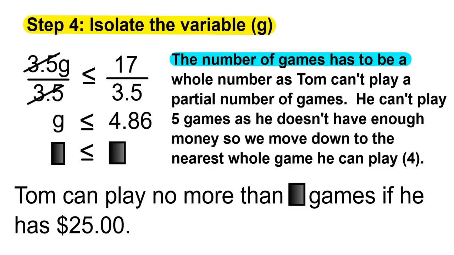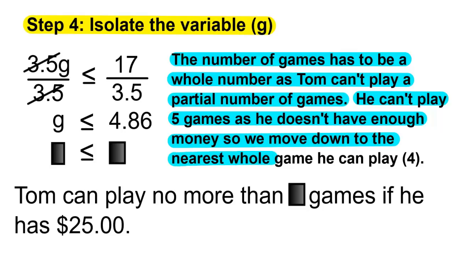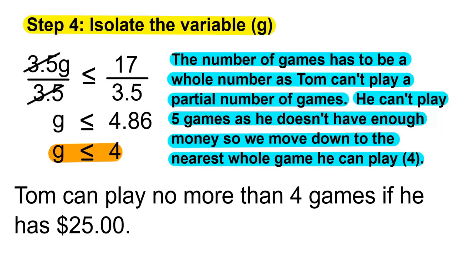The number of games has to be a whole number, as Tom can't play a partial number of games. He can't play 5 games as he doesn't have enough money, so we move down to the nearest whole game he can play, and that's going to be 4 games. So G is less than or equal to 4. Tom can play no more than 4 games if he has $25.